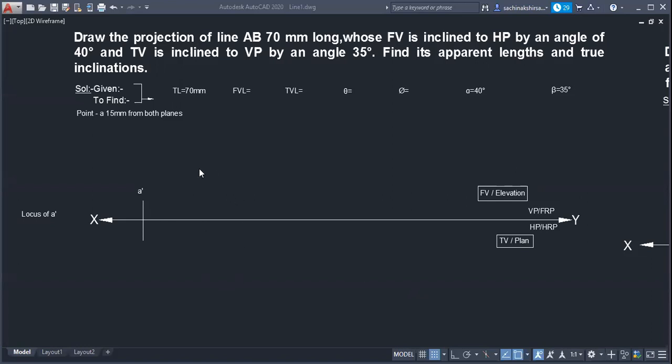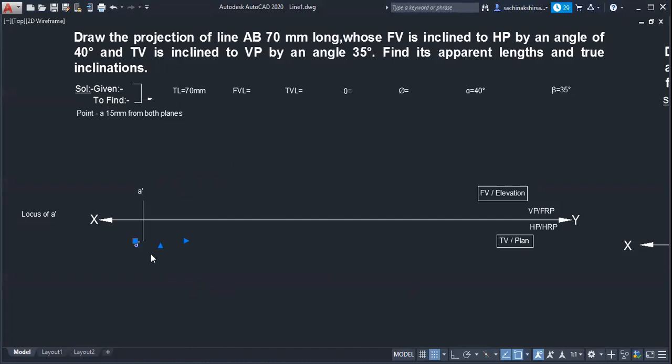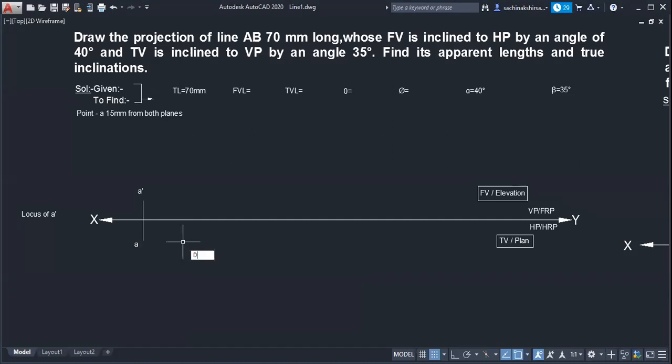So point A, we are supposed to take 15 mm from both HP and VP. So from both we have to take the point at 15 mm from HP and VP. Before the locus, we should give the dimension immediately. This dimension should be 15 mm, similarly this should be 15 mm. Likewise, once we get a point, immediately we should locate the locus.